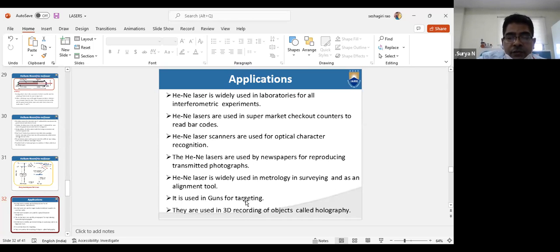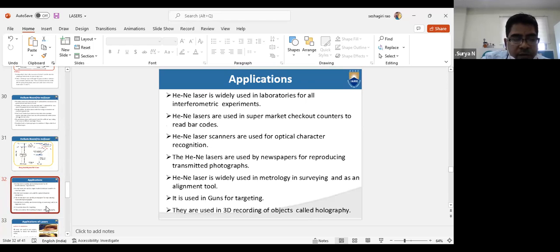It is used in guns for targeting. They are used in 3D recording of objects called holography. So these are some of the applications we can use for helium neon laser.